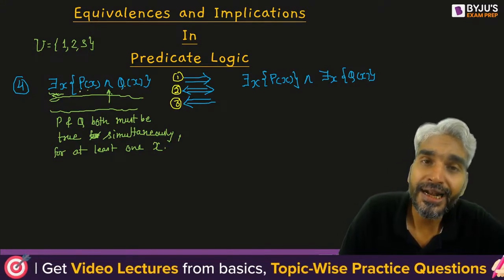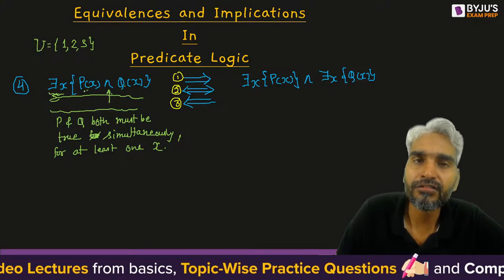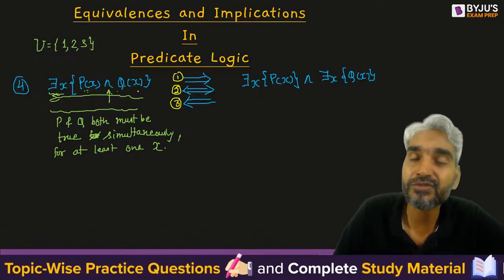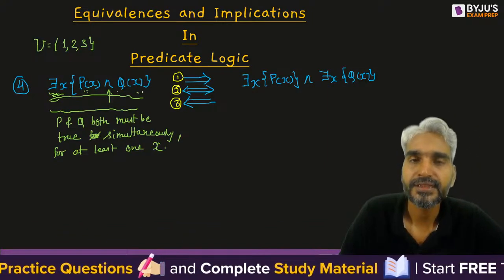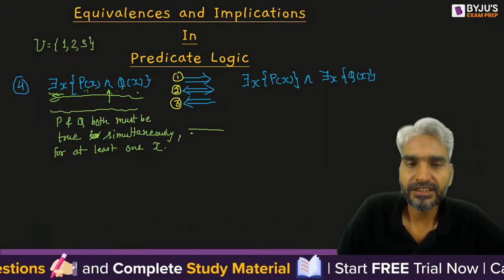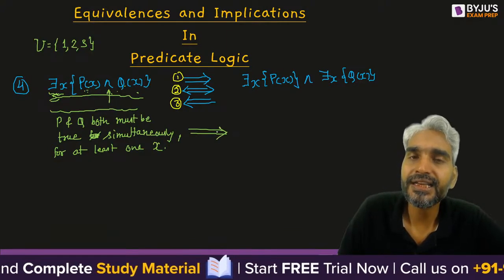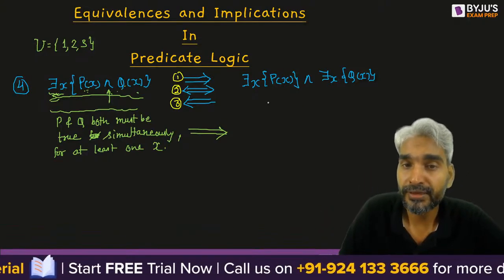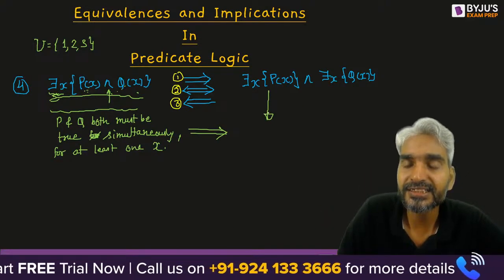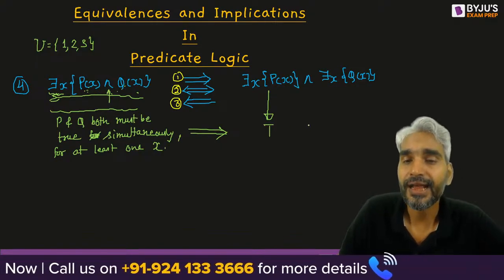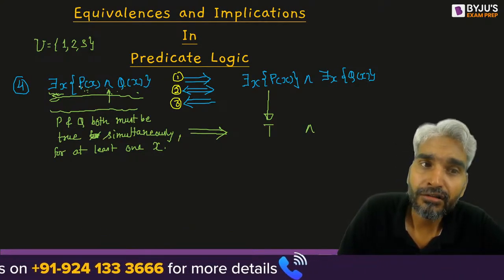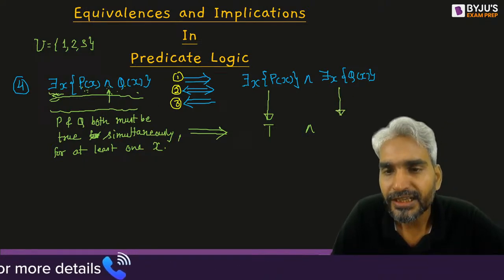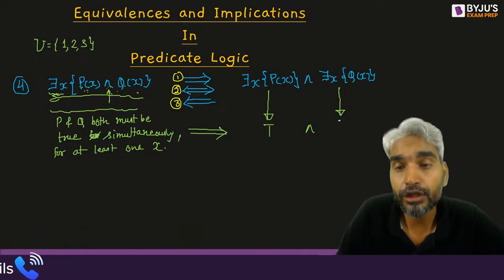Now let's look at the idea. Sir, if for at least one x the conjunction of Px and Qx is true, then it means P is true for at least one x as well as Q is true for at least one x. Yes or no? If the conjunction of P and Q is true for at least one x, then it is guaranteed that P is true for at least one x. So there exists x, Px will return true. And because the conjunction is true for at least one x, Q is also true for at least one x, therefore there exists x, Qx will also return true.